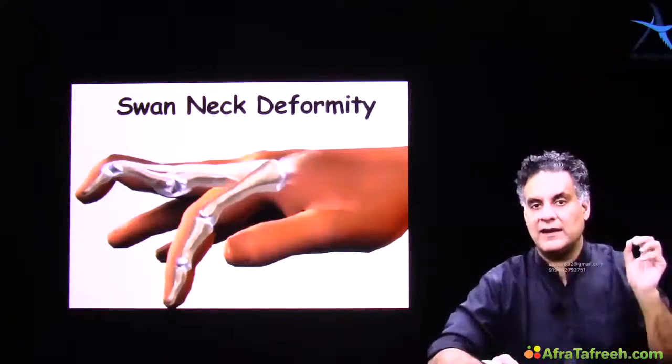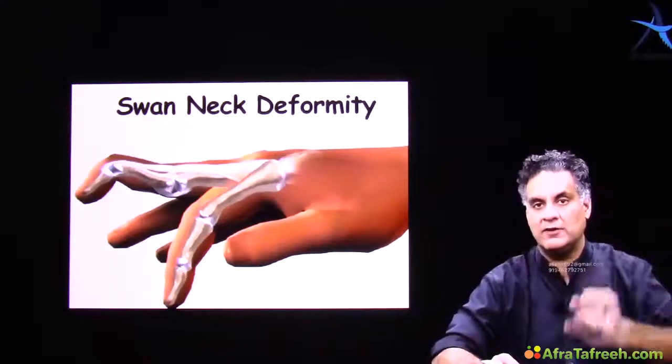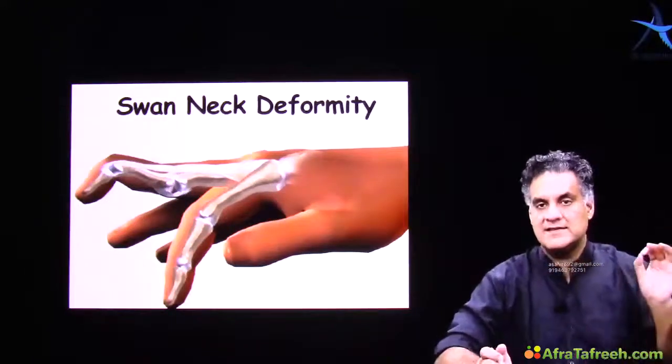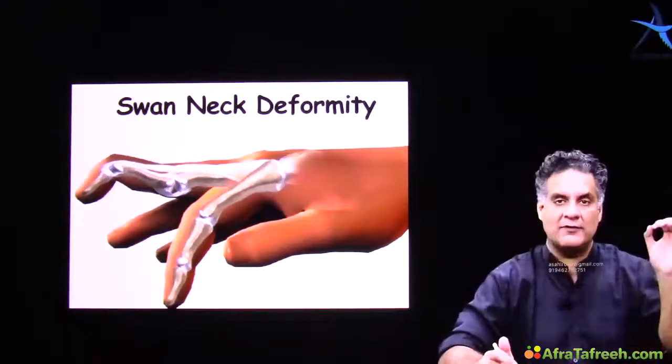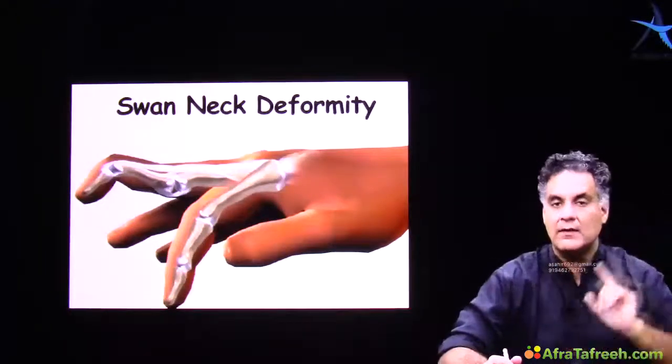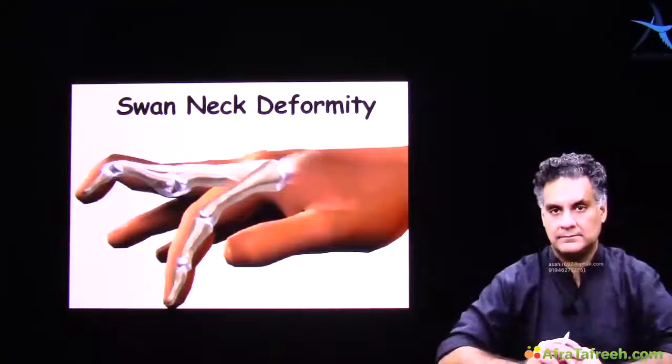High rheumatoid factor, anti-CCP more than 3 times, 3 points. ESR and CRP, C-reactive protein high, 1 point. More than 6 weeks, 1. So 5 and 3, 8, and 1, 9, and 1, 10. More than or equal to 6 is RA.